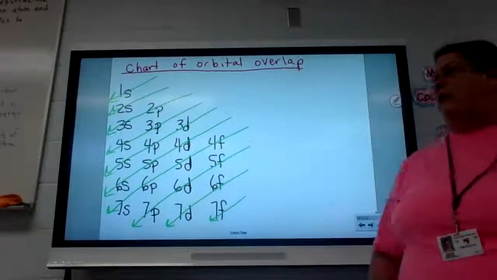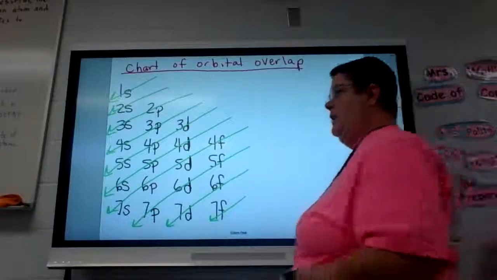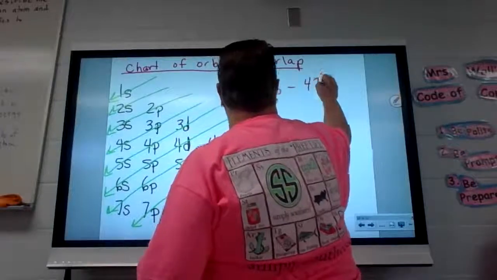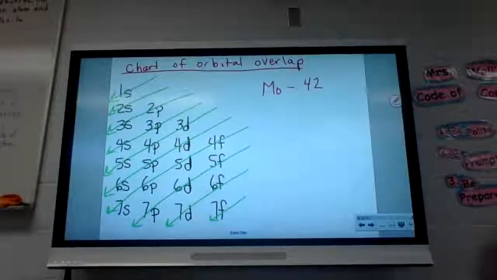All right, so let's say we do, I don't know, let's do molybdenum. It's pronounced molybdenum. It's 42. Molybdenum. But people call it Molly B denim.